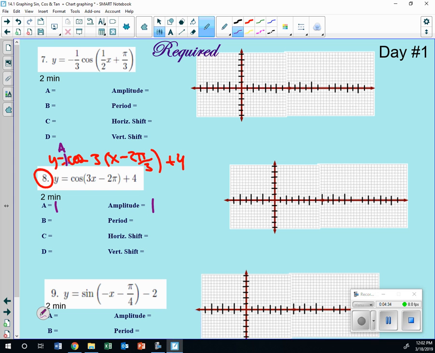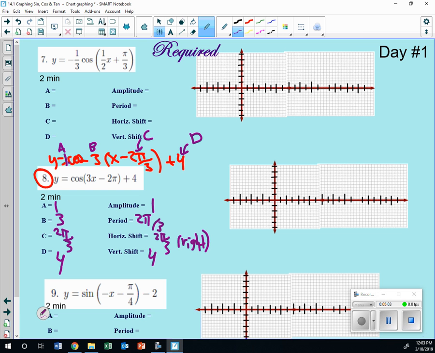There's your A. Your B is 3, so the period will be 2 pi over 3, which is kind of weird when you see what C is. C is also 2 pi over 3. So that's going to shift back to itself. So this is going to be 2 pi over 3 to the right. But either way, left or right, it's still going to land in the same place. And then D is 4. We do have a D this time.